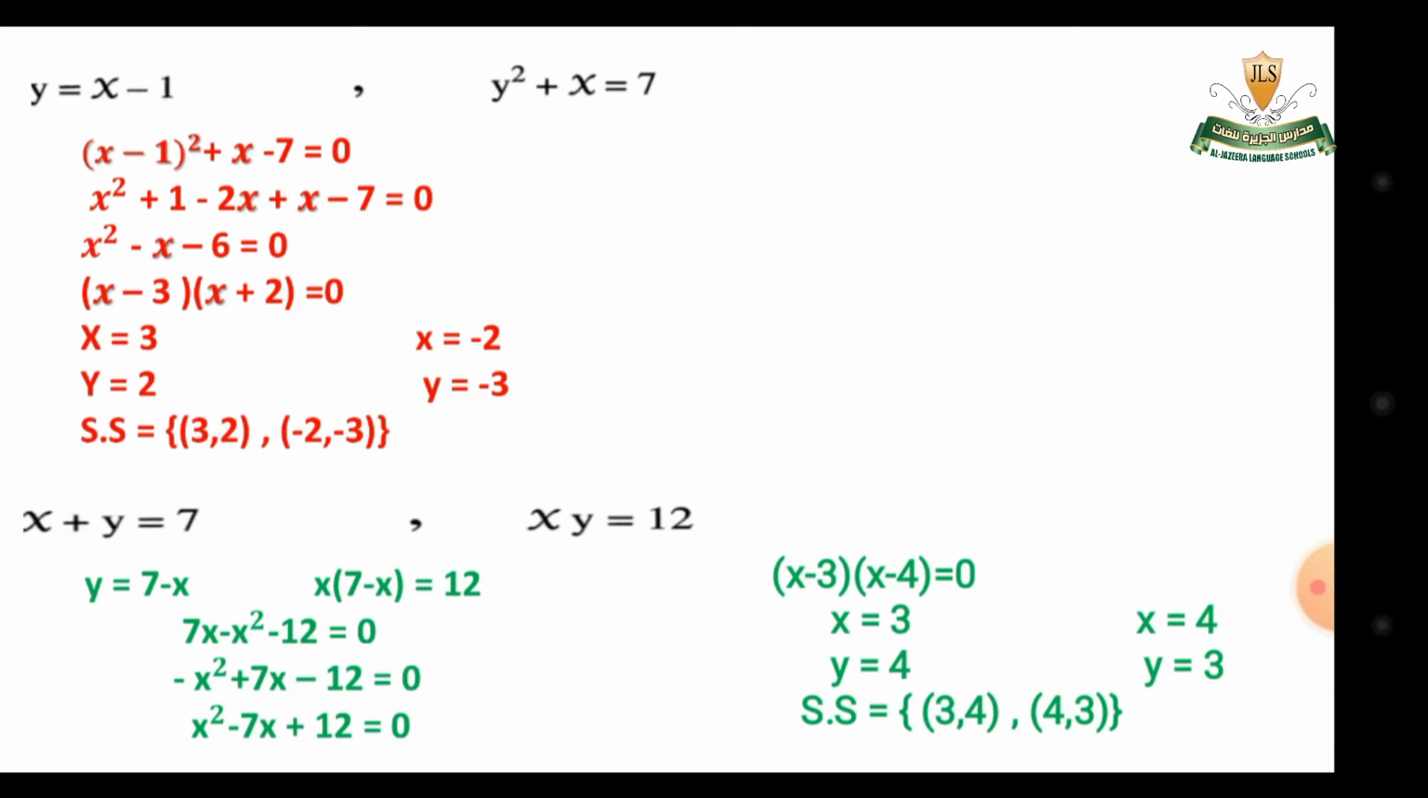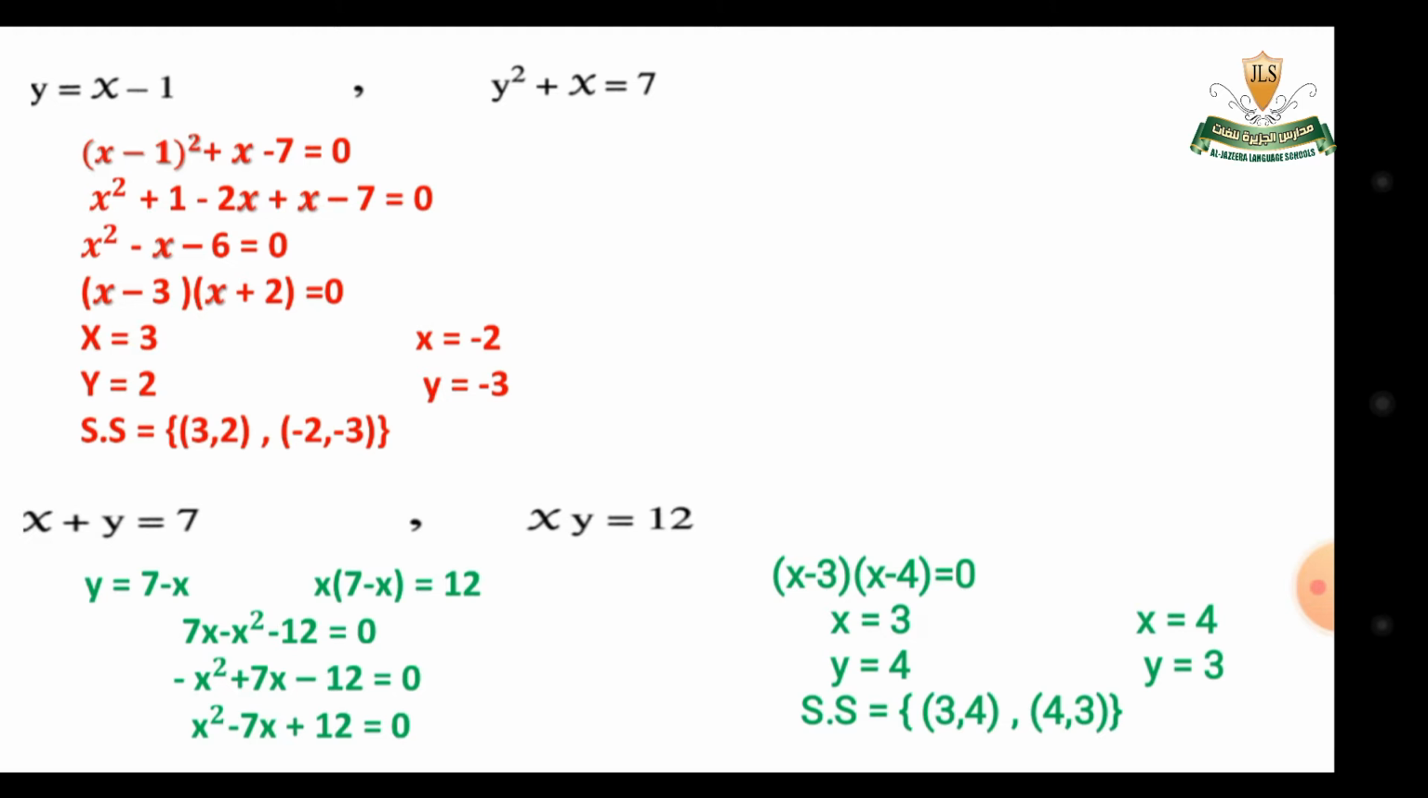The second example: x plus y equals 7, and the second degree equation: xy equals 12. We put y equals 7 minus x in the second degree equation. We get x(7 minus x) equals 12. We multiply x by this bracket.